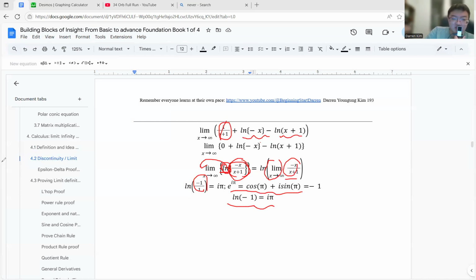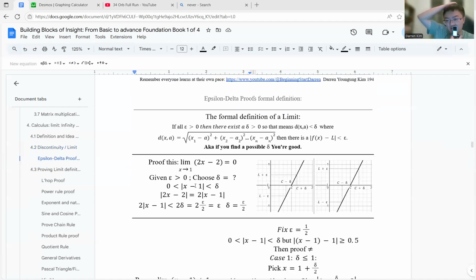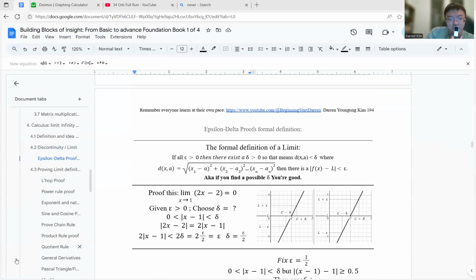So imaginary number to the rescue, and imaginary number works like any other number basically. Over here we have the formal definition of a limit. Over here, if epsilon is greater, then there is this delta less than, and so on, so on, so on.